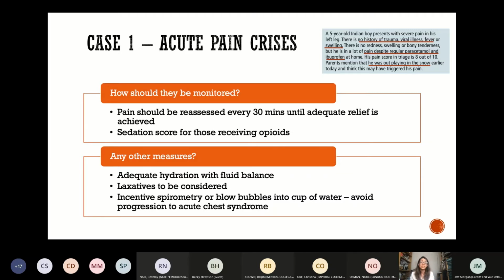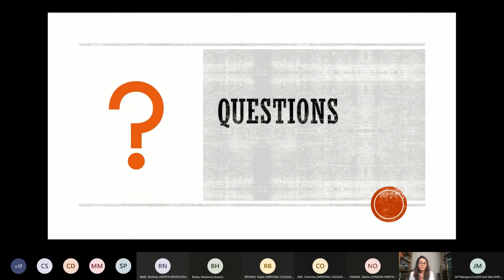And incentive spirometry. I don't know if many of you have come across this, but it's a handheld medical device to help improve the function of their lungs. And if they come with any sort of painful crisis, spirometry will prevent progression to acute chest syndrome, which is something we'll come on to later. So this was case 1.